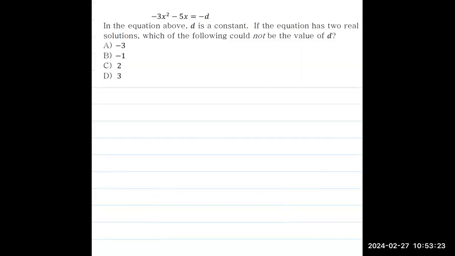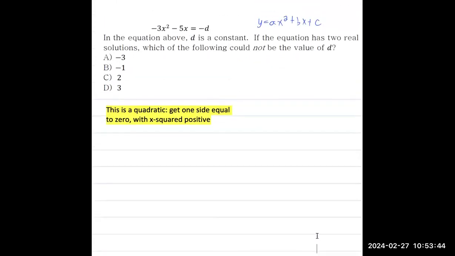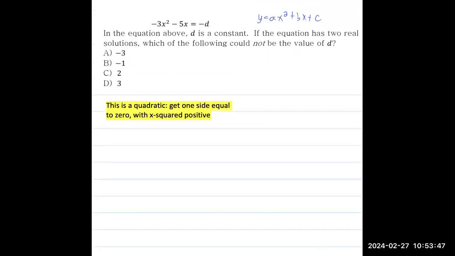Here we have a quadratic situation. We know it's a quadratic because it's a variation on the idea of ax squared plus bx plus c. Now, when we determine that we're dealing with a quadratic, we remind ourselves to get one side equal to 0 with the x squared being positive. So if we do that here, we're adding d to both sides, and so we'll have minus 3x squared minus 5x plus d equals 0.